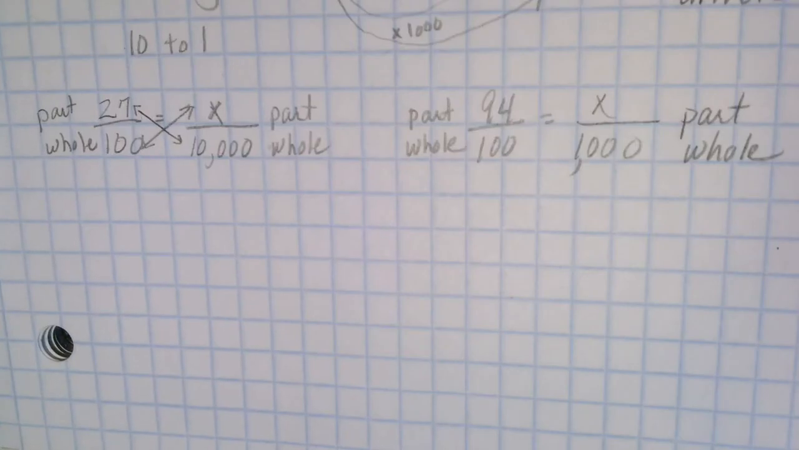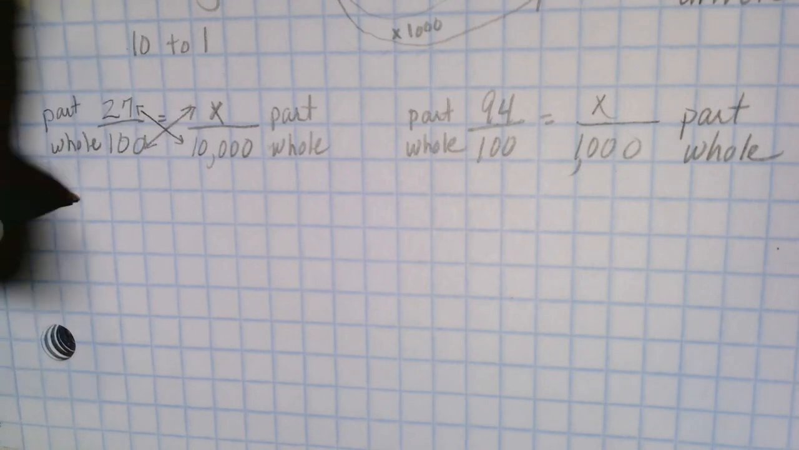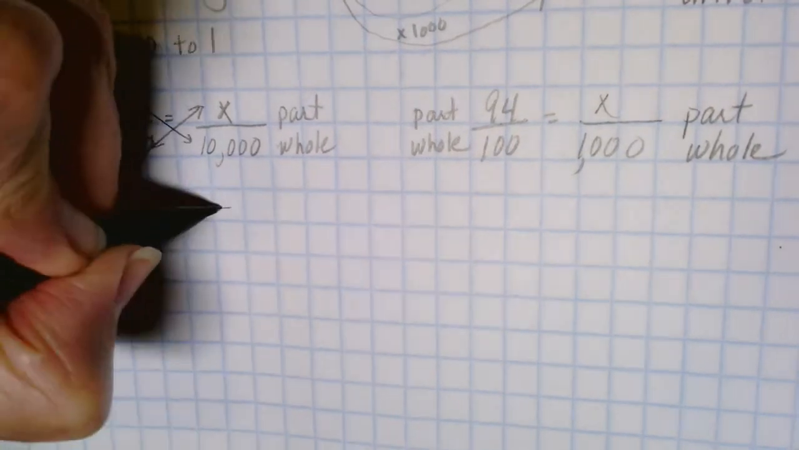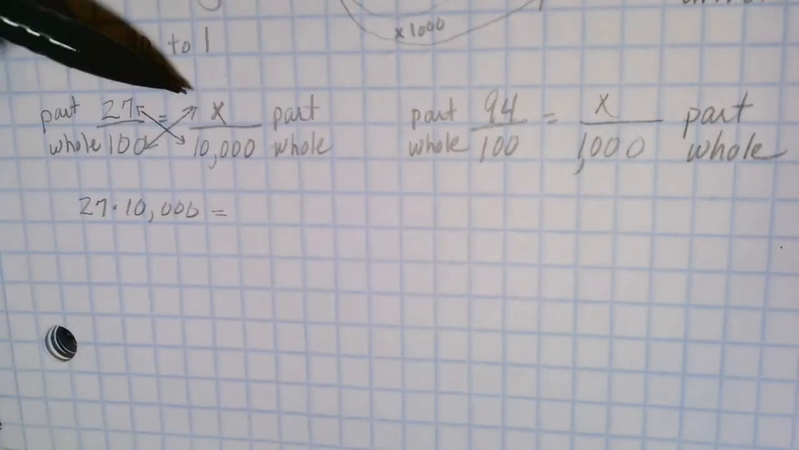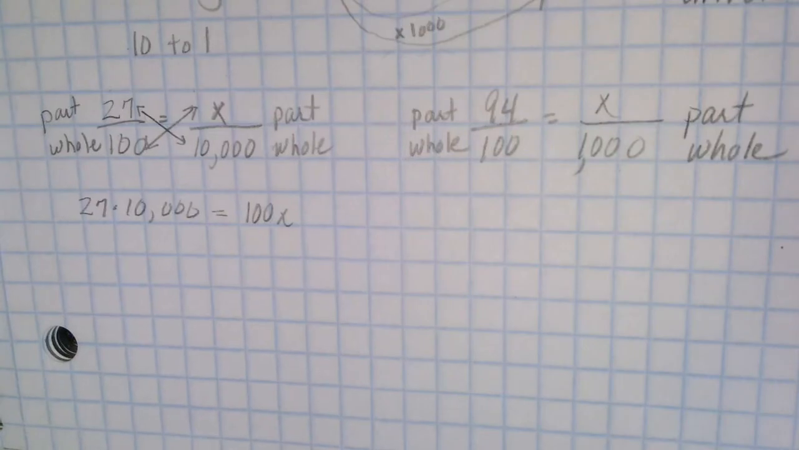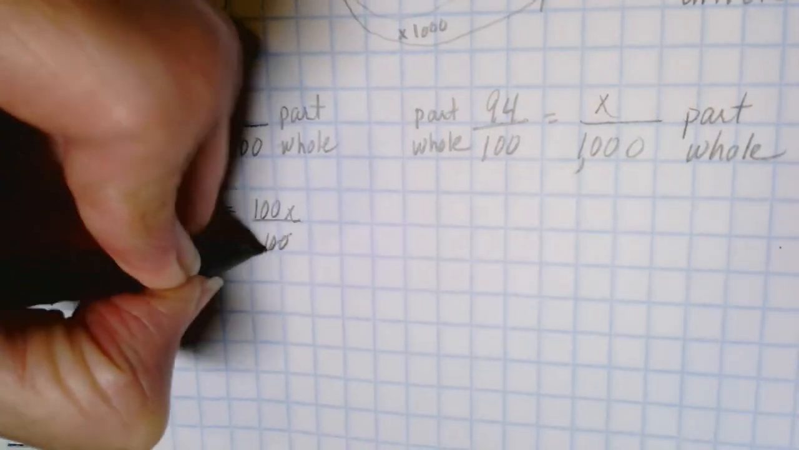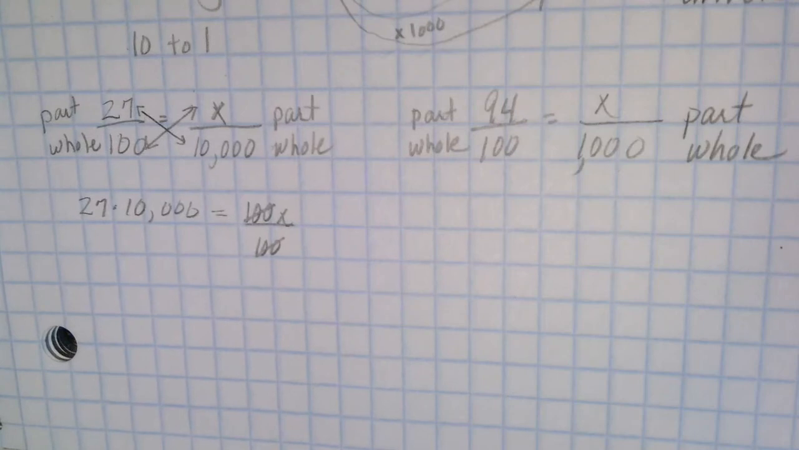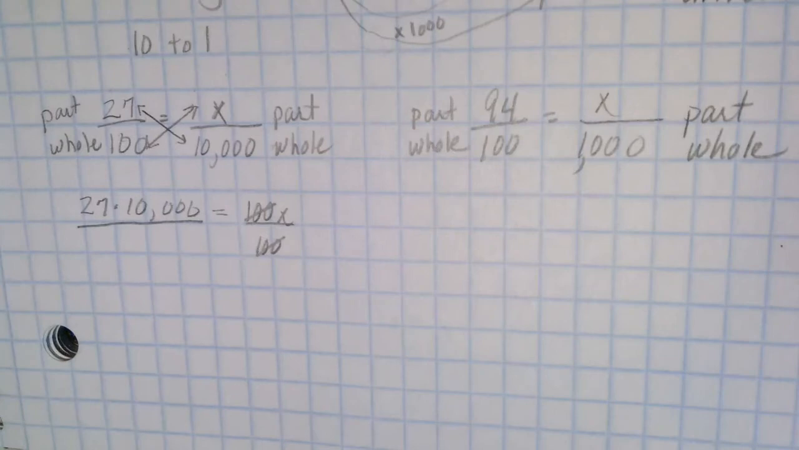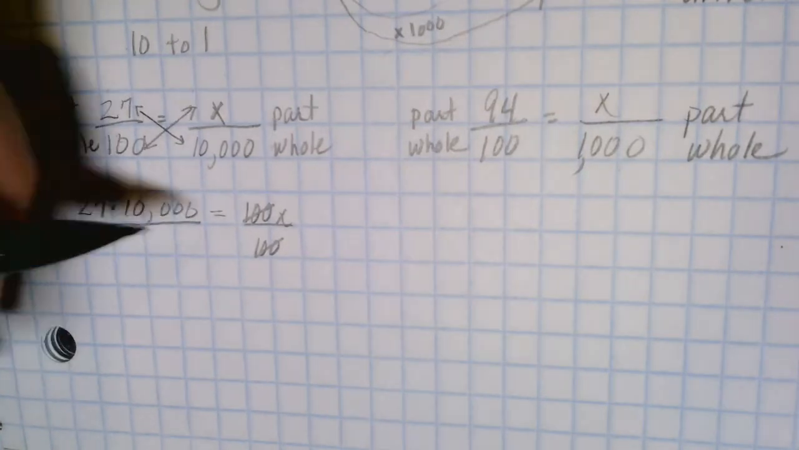So for both of these, I'm going to solve using cross multiplication. 27 times 10,000, and set that equal to 100 times x. Isolating the x, I'm going to divide each side by 100. And the reason I'm dividing by 100 right now is so that I can save myself a step later.